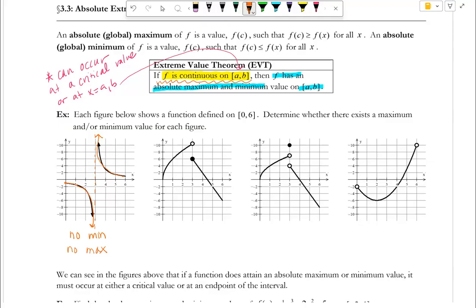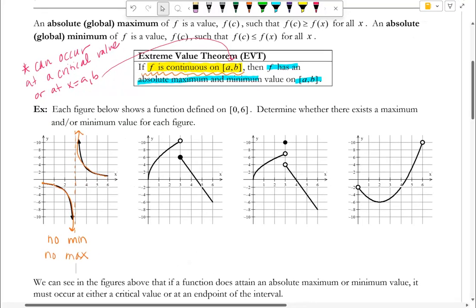In the next example, notice that we do have a jump discontinuity at x equals 3. So again, this function is not continuous on this closed interval from 0 to 6. But that doesn't mean that the function couldn't have a min or a max. On the left-hand piece, if I start at y equals 0, at x equals 0, as I trace this function, notice I'm going to get really, really close to 10, but this function value is never actually going to be 10. And in fact, it's going to get closer and closer and closer.